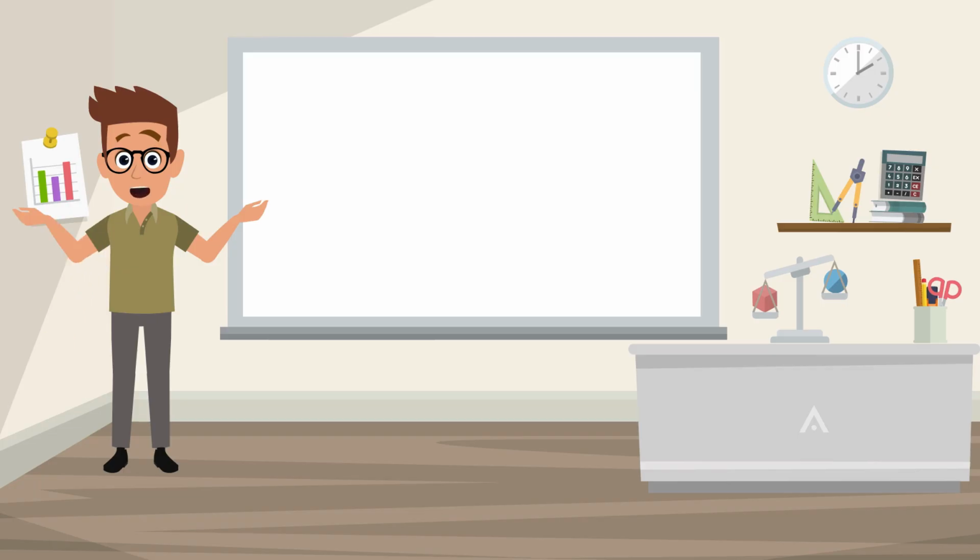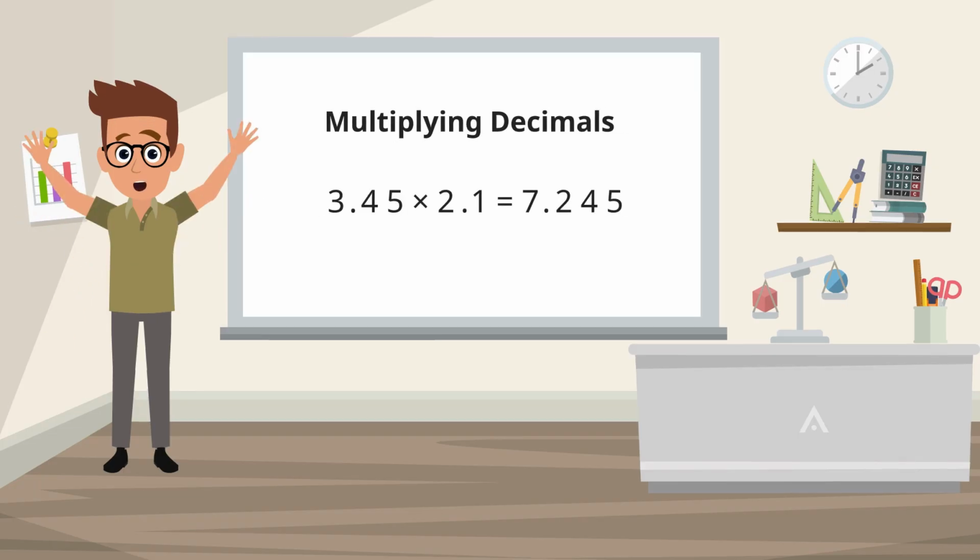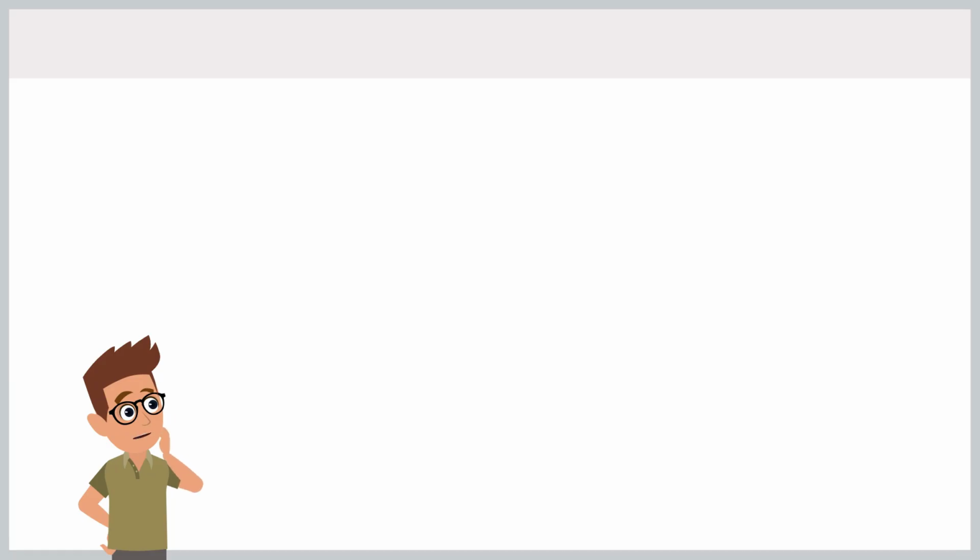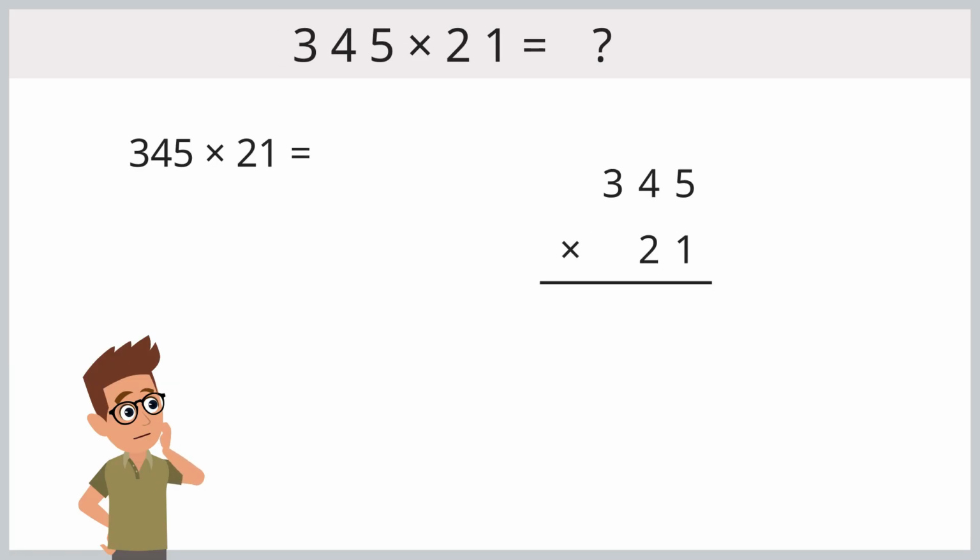Today, we will explore how to multiply decimal numbers. Before we begin, can you recall how to multiply large numbers? What is 345 times 21? Pause and discuss with your friends.